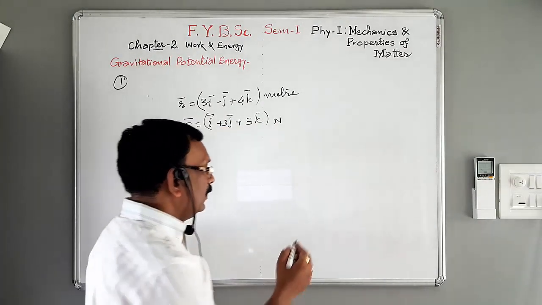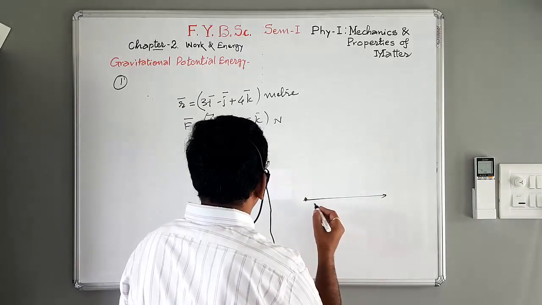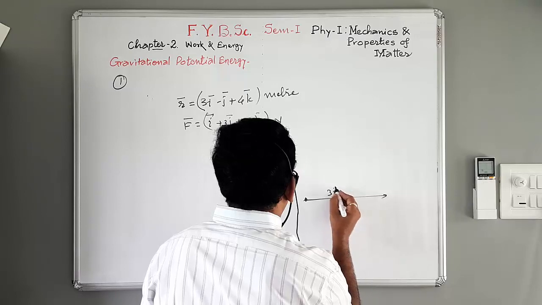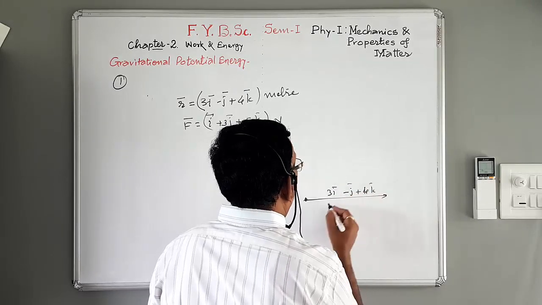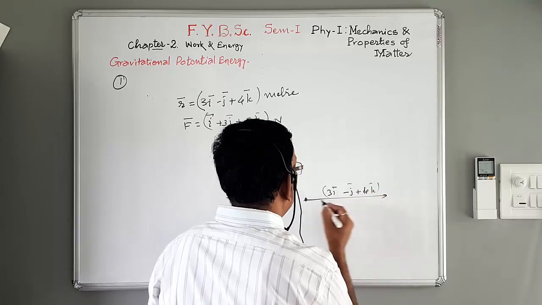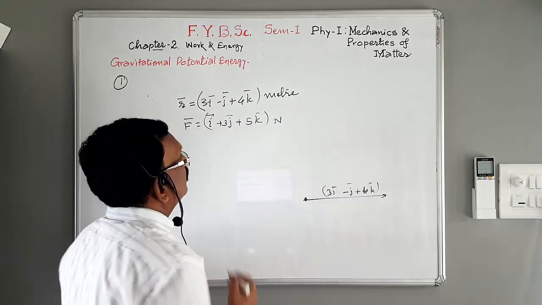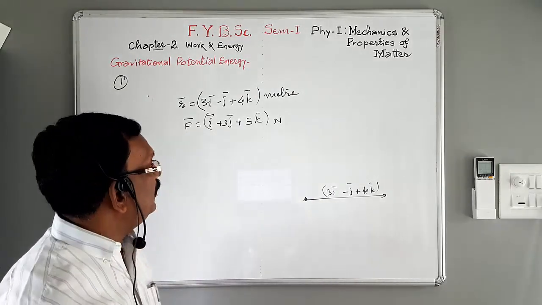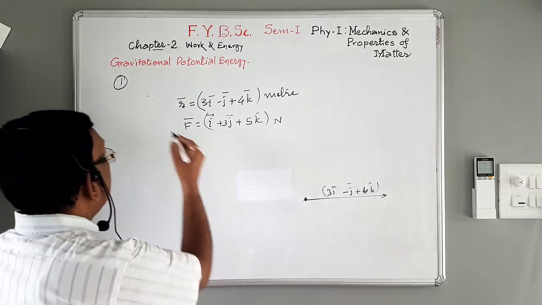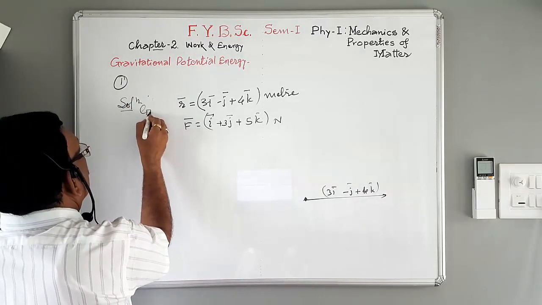Suppose this is a particle, and this particle is moving along this vector, 3i minus j plus 4k. The force acting on this particle to move along this vector is F equal to i plus 3j plus 5k in Newton. These are the given quantities. So, the solution.